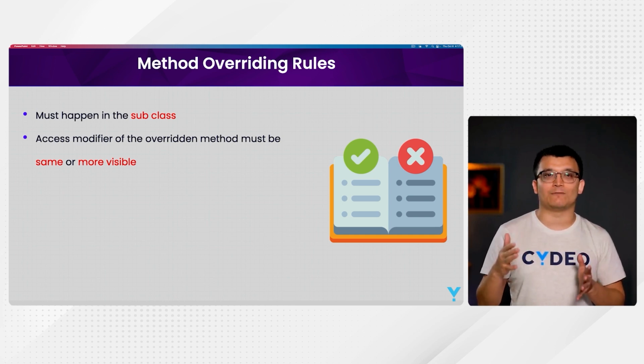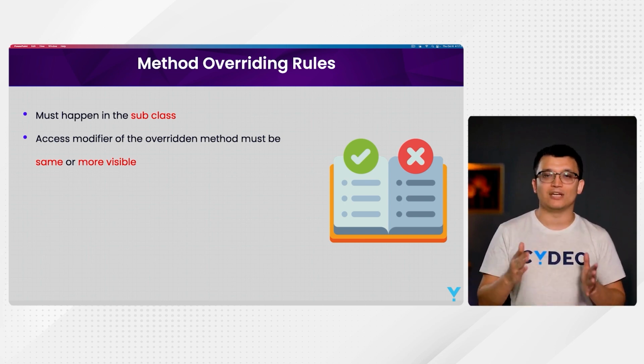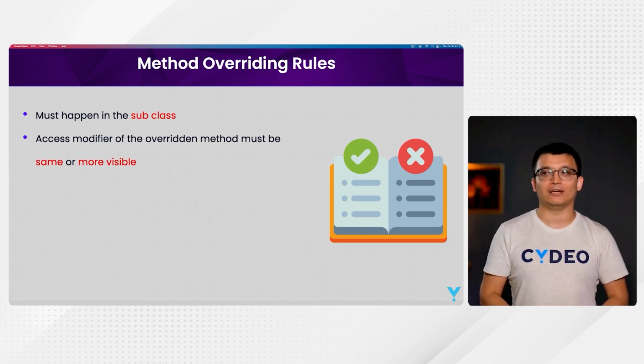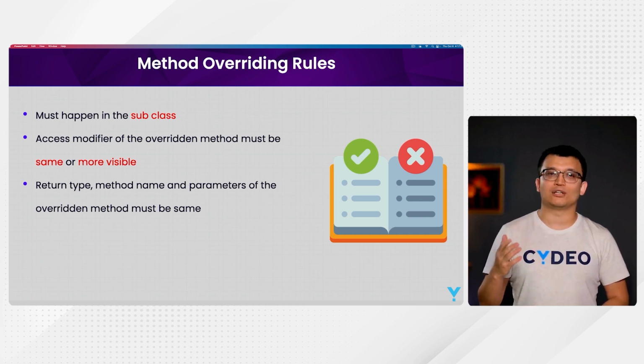Okay. And when you override the method, the access modifier of the overridden method has to be either the same or more visible. It can never be less visible. If you try to give any access modifier that is less visible than the original one, then it is going to give you a compile error. Okay? And also the return type, method name, and parameters of the overridden method need to be the same. In overloading, the return type could be different or could be the same, wouldn't matter. But in method overriding, return type, method name, parameters, they need to be the same.